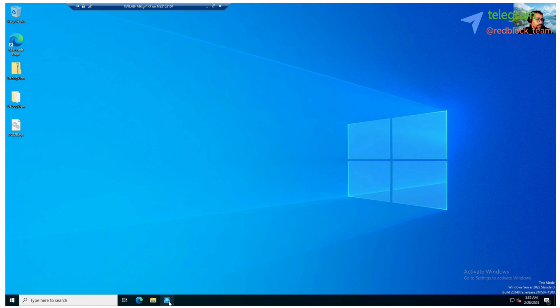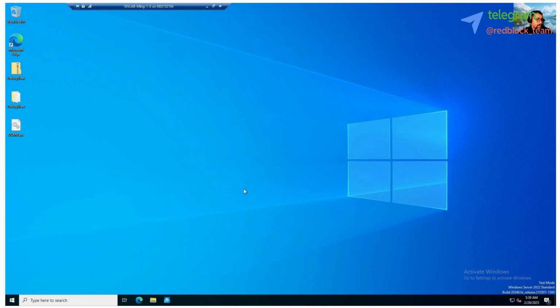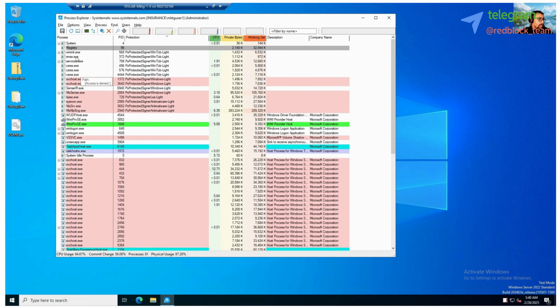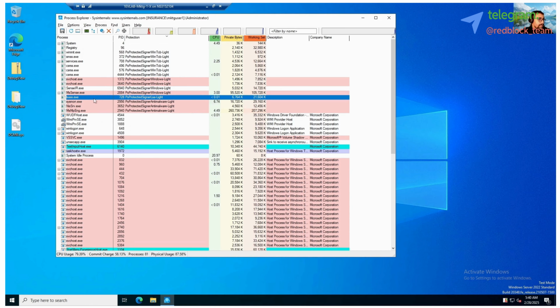We can see that in action using another machine, and if we monitor the protection level of LSASS here, we can see it's protected with LSA light protection. Now let's skip.